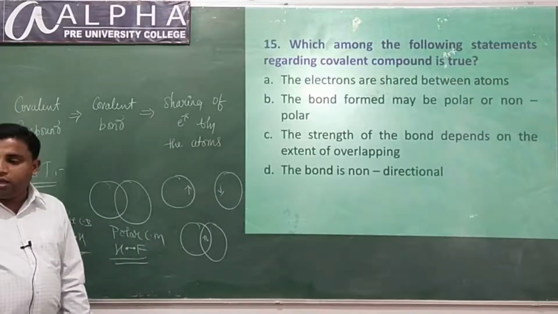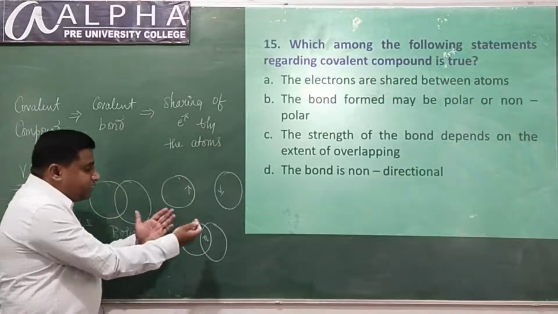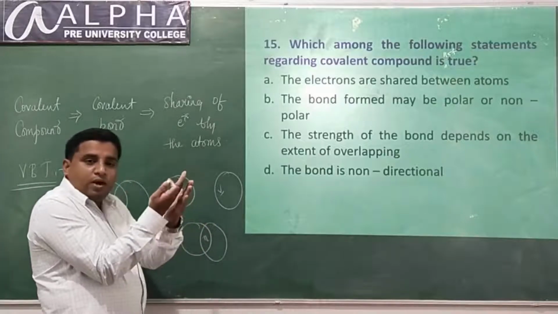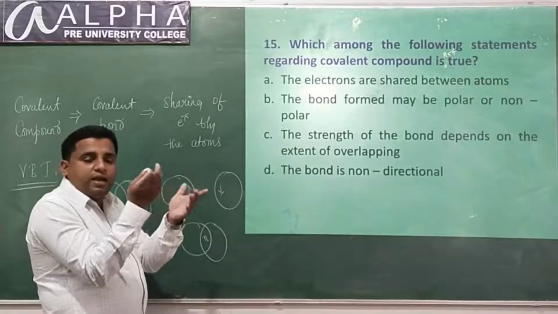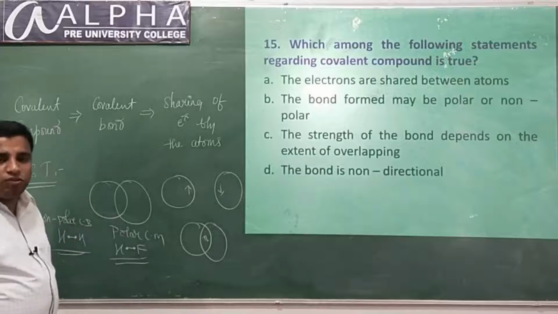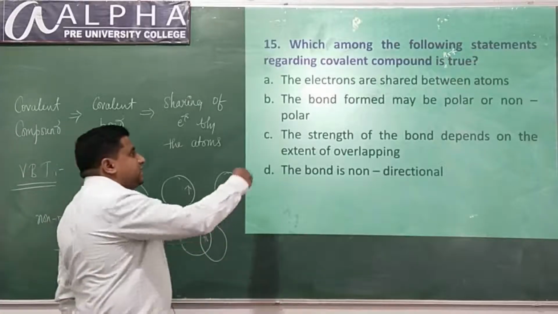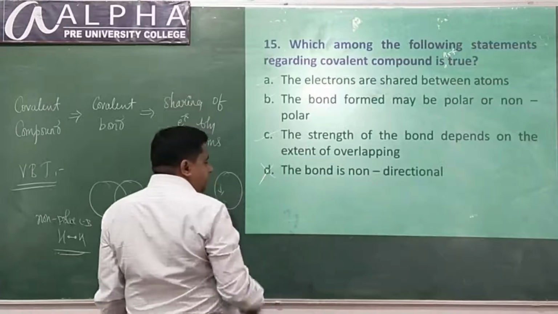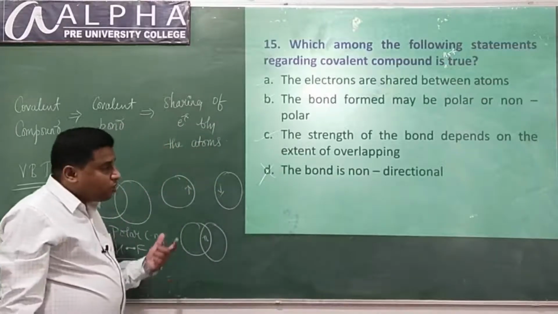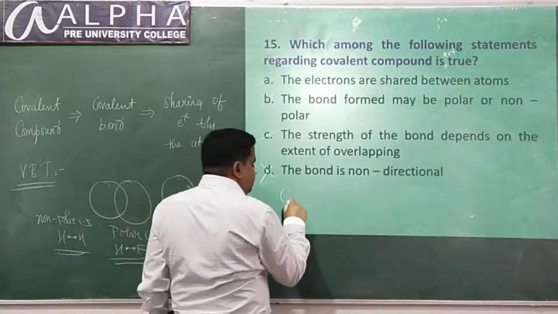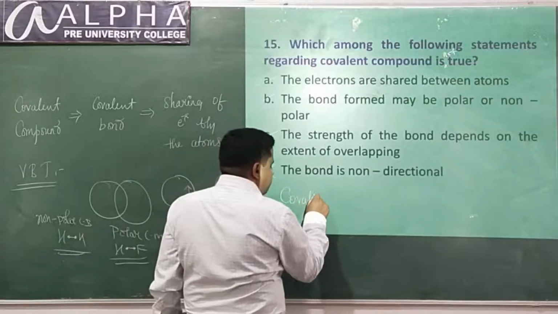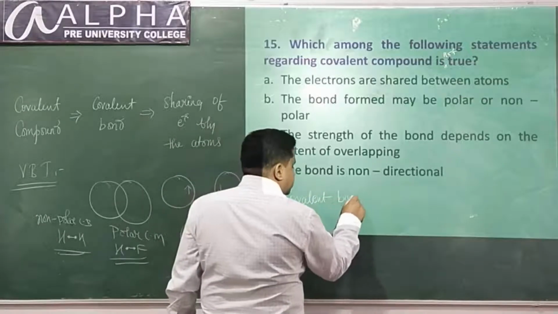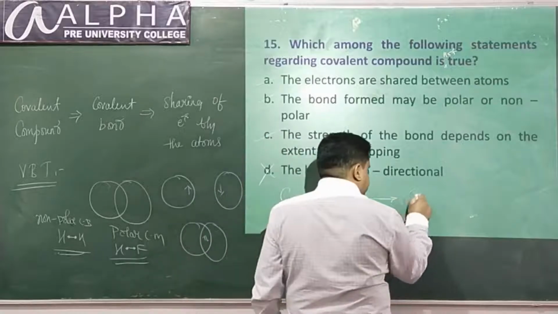Correct. The strength of the bond depends upon the extent of overlapping. The more the overlapping, the more will be the strength of the bond. The lesser the overlapping, the lesser will be the strength of the bond. So this is correct. So which is not true? Option D is not true, because see how many times I've told you, covalent bond is directional.